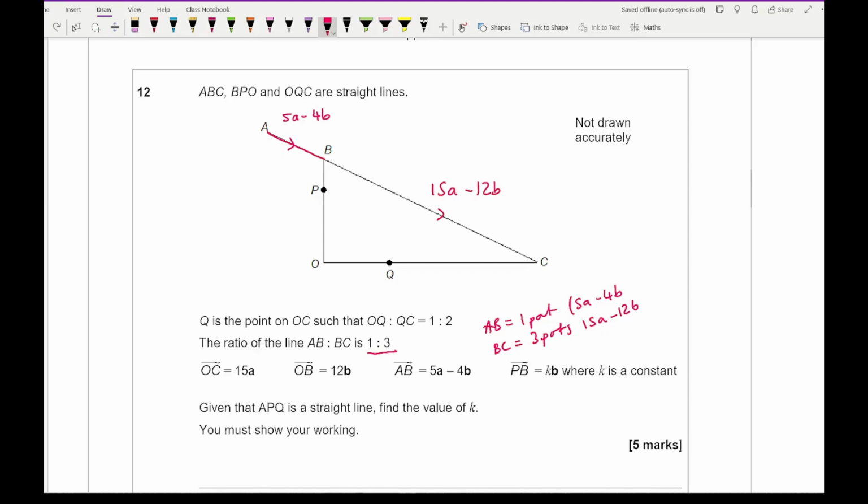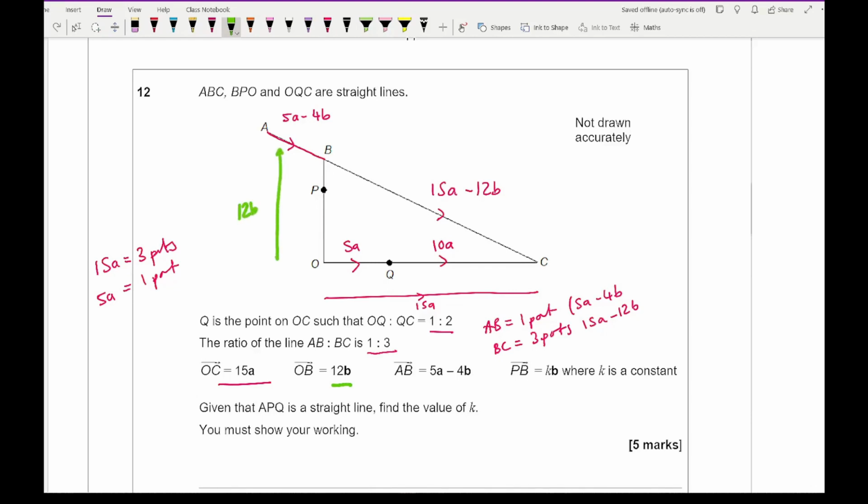Now we also know that O to C is 15A, so all of this is 15A, and if we split that into 3 parts, so 15A equals 3 parts, then 1 part is going to equal 5A. So if O to Q is 1 part, that's going to be 5A, and this is going to be 10A. Then we also know that O to B is 12B, so all of this is 12B.